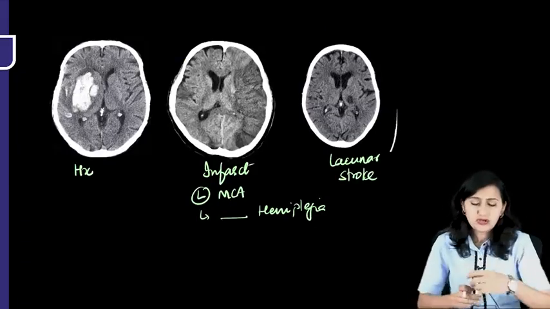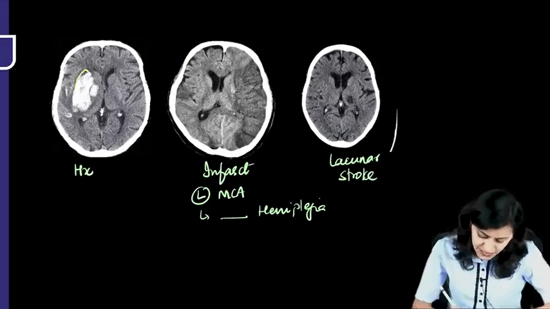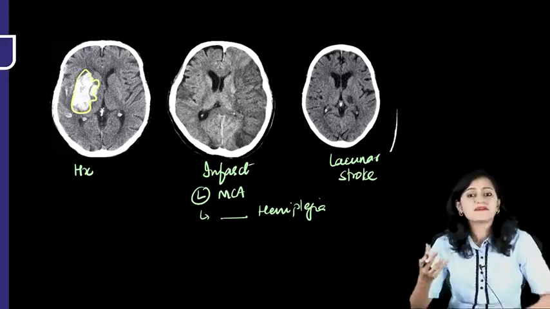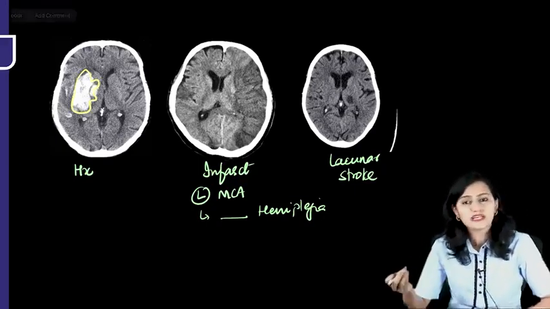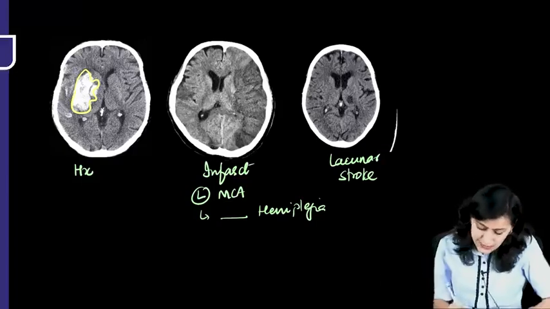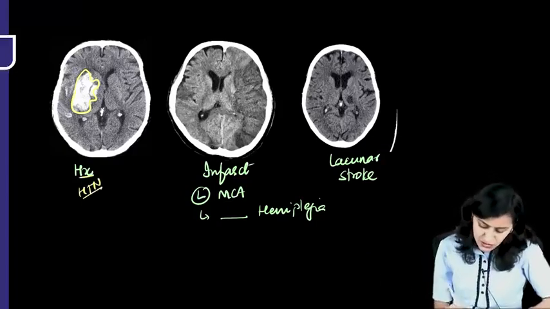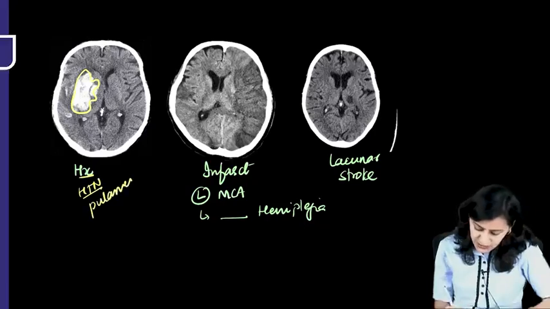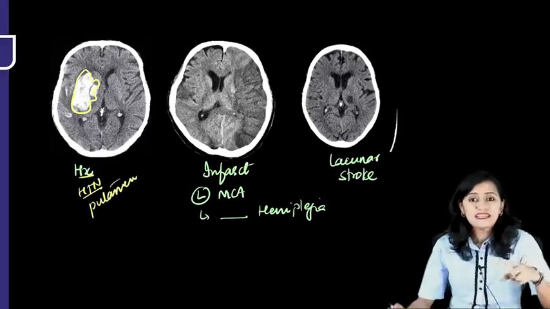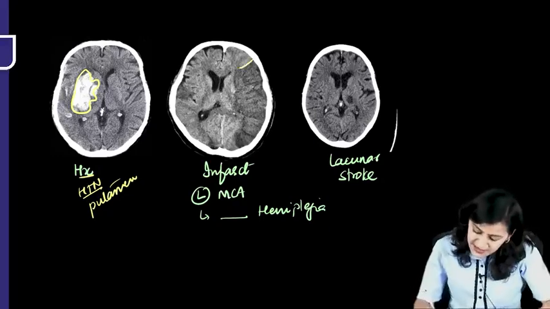So look at the various strokes. What can we see on CT? If it is hyperdense, remember the fresh RBCs in acute hemorrhage give a hyperdense appearance. So this is hemorrhagic stroke, right? Hypertension is the most common cause, and basal ganglia putamen is the most common site. So hemorrhage is hyperdense.